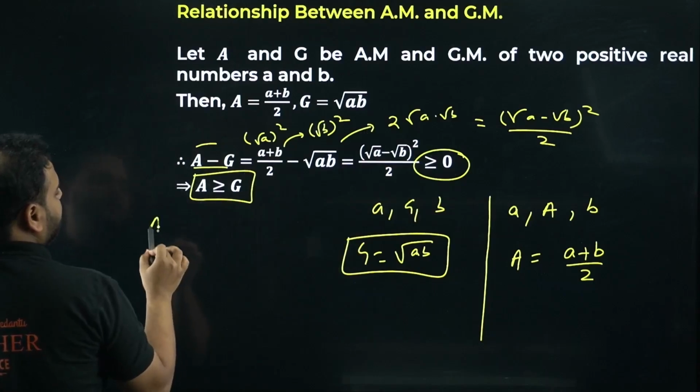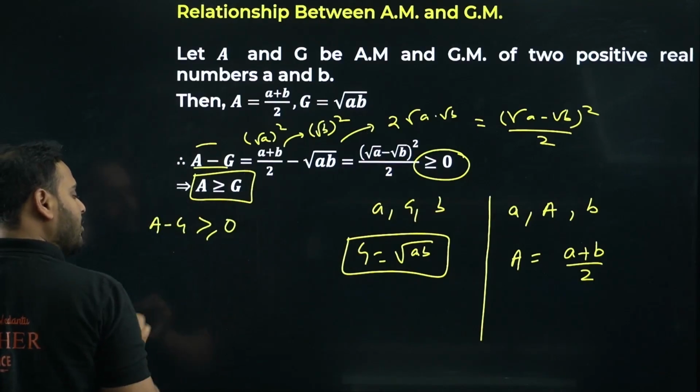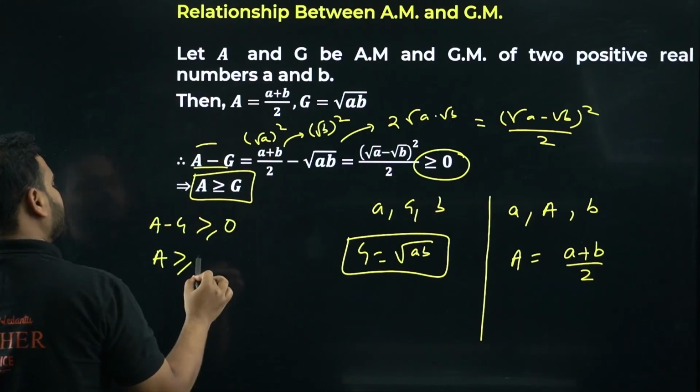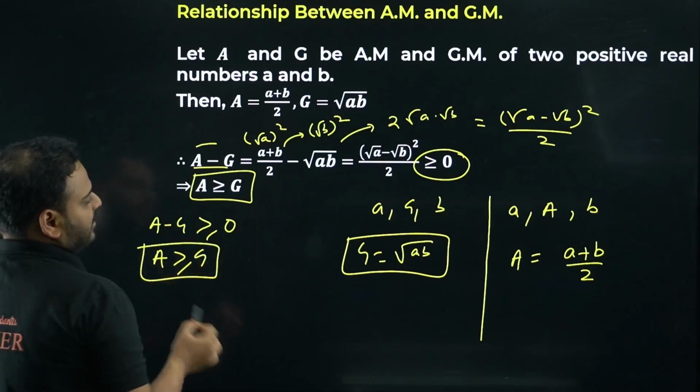Please check. From here, what are we getting? A minus G is either 0 or positive. From here I get A is greater than or equal to G. Right? How did we get it?